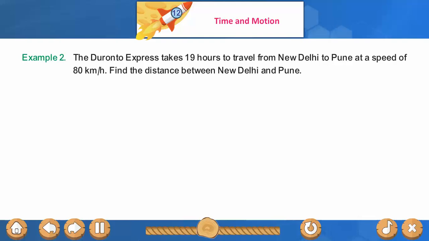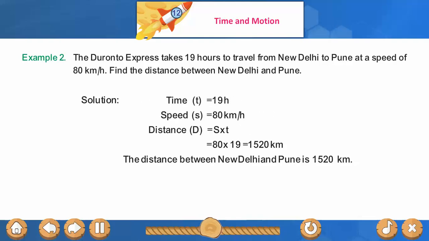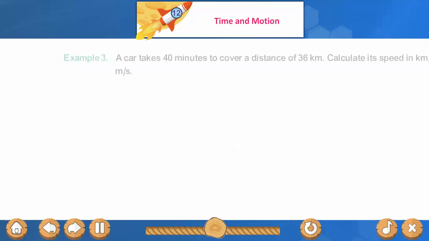The Duronto Express takes 19 hours to travel from New Delhi to Pune at a speed of 80 km per hour. Find the distance between New Delhi and Pune. Solution: time is equal to 19 hours. Speed is equal to 80 km per hour. Distance is equal to S into T. 80 into 19 is equal to 1520 km. The distance between New Delhi and Pune is 1520 km.